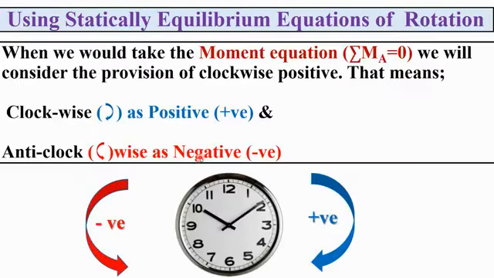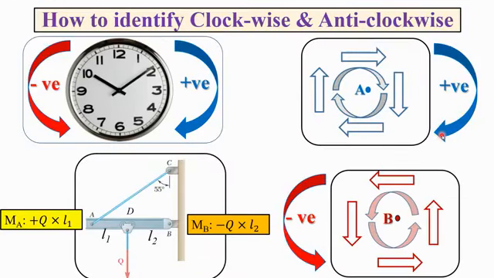Now comes the rotation. When we take the moment equation, say about A, we will consider the provision of clockwise positive. That means clockwise, you see the clock moves this direction. This is positive and this is negative. So clockwise positive and anti-clockwise negative. Remember one thing, so that you are not confused, I'm giving an example.